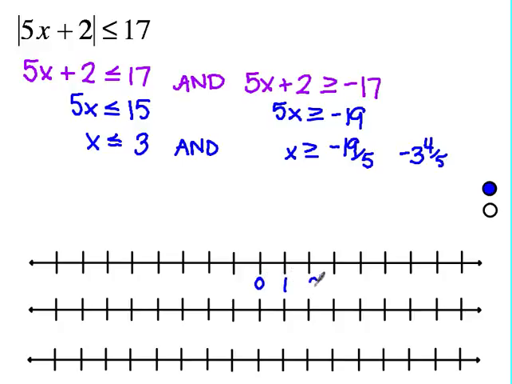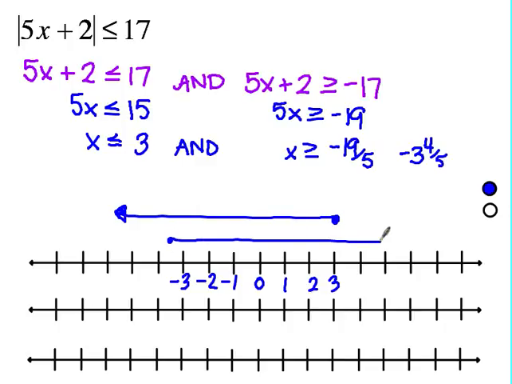Okay, so we've got 0, 1, 2, 3, negative 1, negative 2, negative 3. So x is less than or equal to 3. That means a closed circle on 3, and which way am I going to shade? Left. Okay? What's the next one going to be? And shade which way? To the right. So since it's and, what am I looking for? What's in common? So here, here, and here. So there you go.